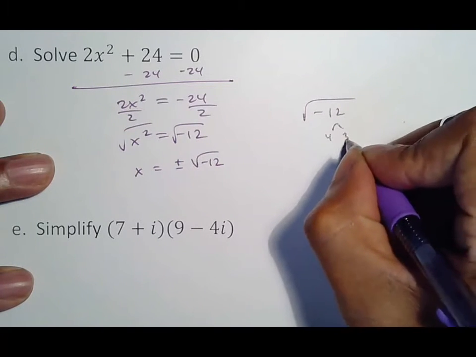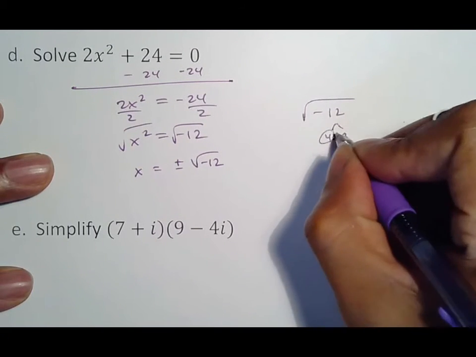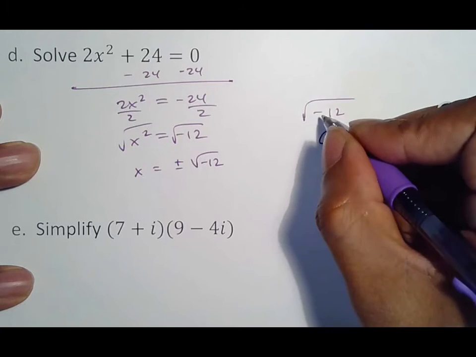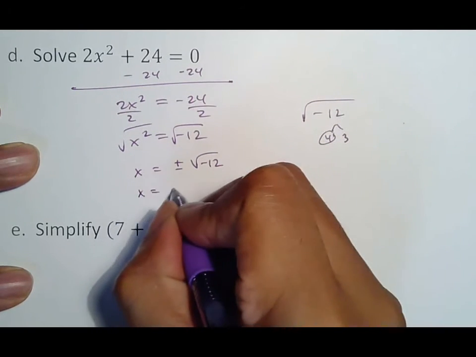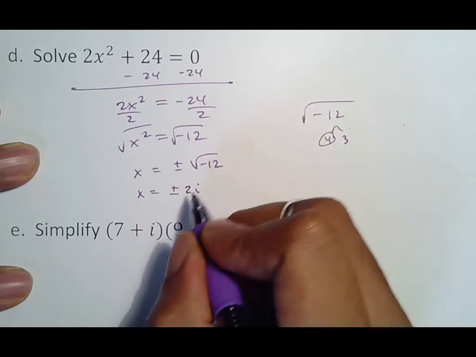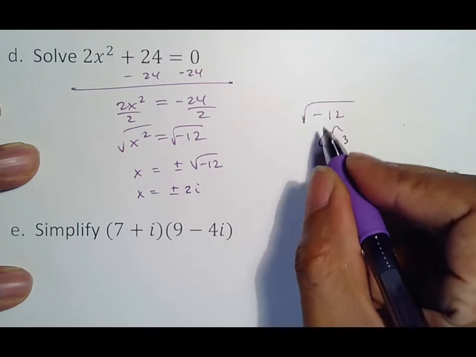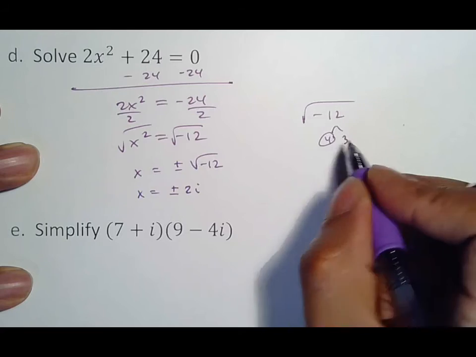I know that that's 4 times 3. That means a 2 comes out. It also means, because it is negative, that an i comes out, so this would be plus or minus 2i. Again, the 2 is because of that 4, the i is because of the negative, and the 3 had to stay.